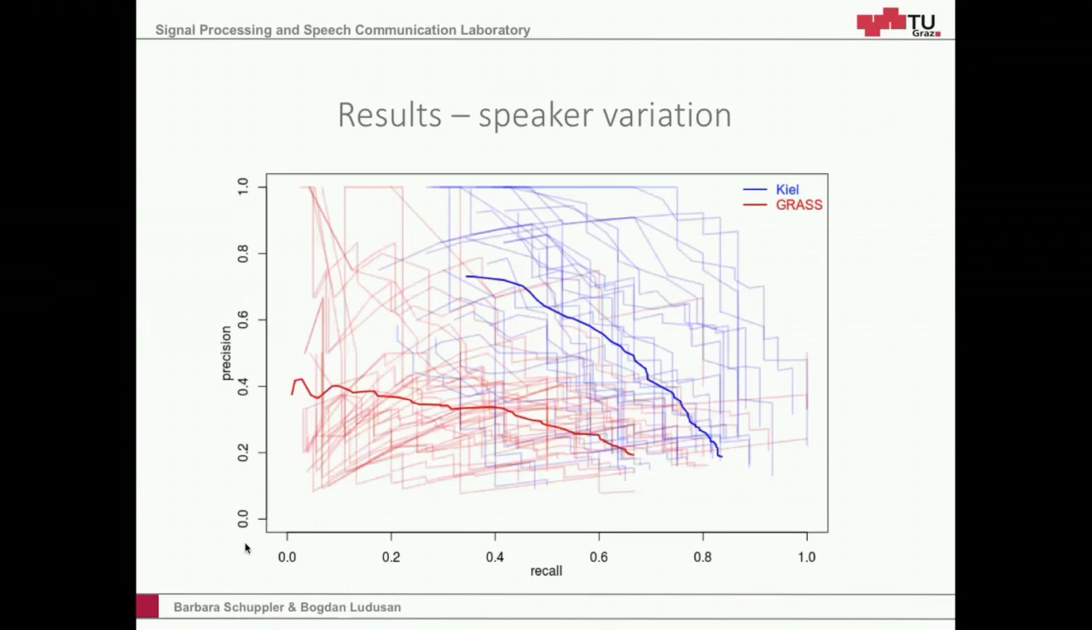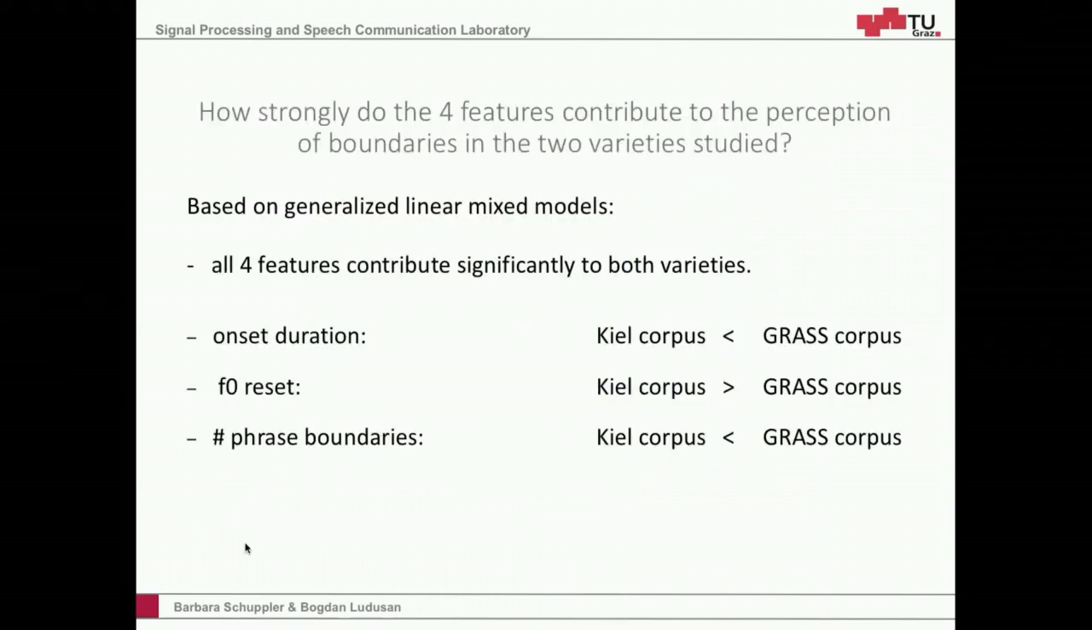One substantial part of this paper, however, was not only to see how well this detector works for the different varieties, but also to analyze how the acoustic features contribute to the perception of the boundaries in the two varieties. The perception is given by the perceptually based labels in the corpus. Overall, we found that all four features contribute significantly in both varieties to the perception of a boundary, but there were also some differences.